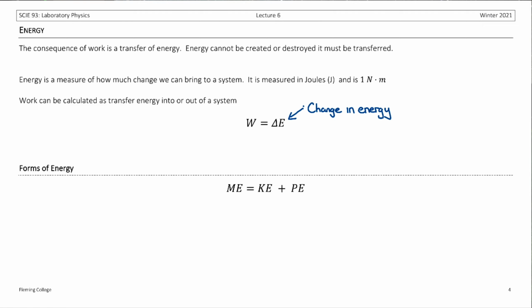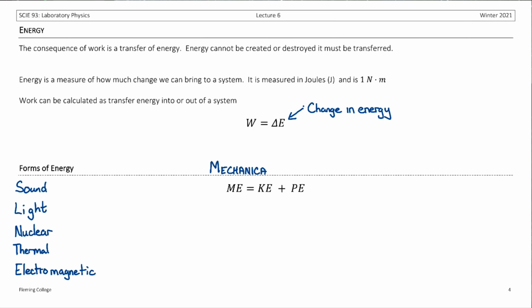Now, there are multiple forms of energy. We can think of energy in terms of sound and light, nuclear energy, thermal energy, even electromagnetic. For our unit, we're going to focus on mechanical energy. Mechanical energy is made up of two types of energy. It's made up of kinetic energy and what we will refer to as potential energy. These two types of energies, combined as mechanical energy, will help inform us about the behavior of moving objects.